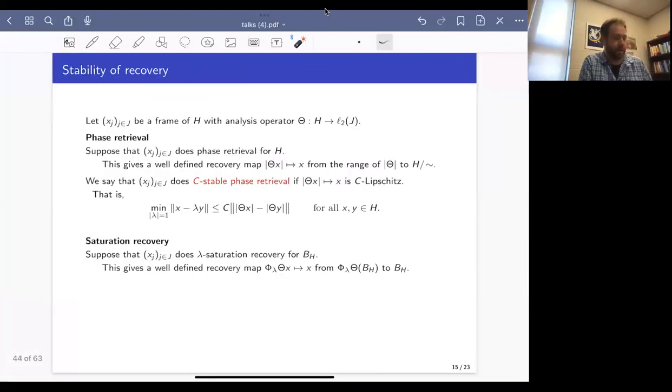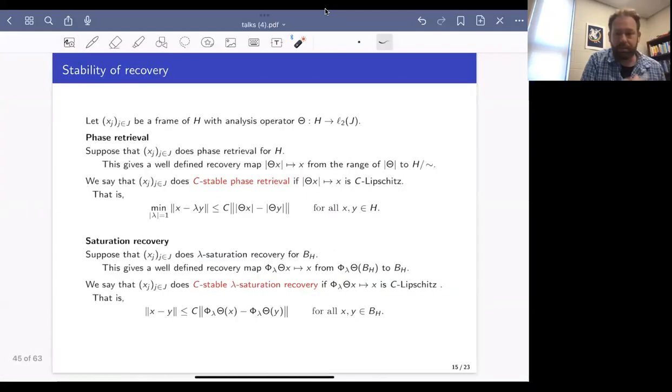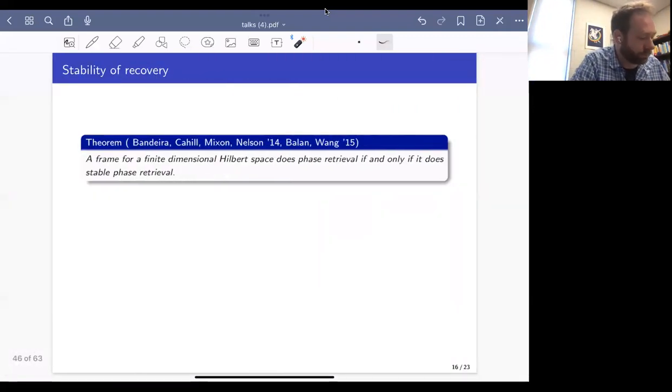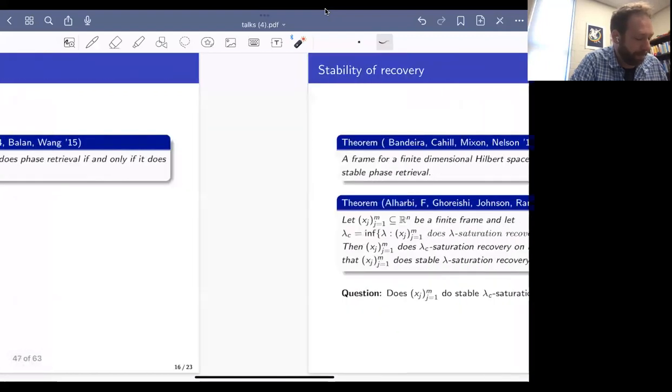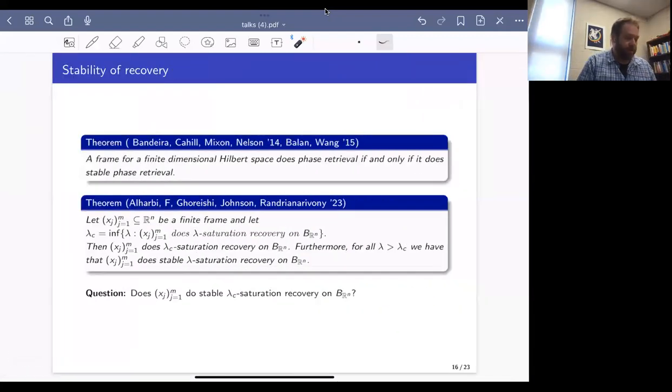Then we'll say the same thing for saturation recovery. If I have a recovery map for lambda saturation recovery, I'll say it's C-stable, meaning that the recovery map is C Lipschitz. Okay. Turns out that in finite dimensions, if you have a frame which does phase retrieval, it does stable phase retrieval for some constant C. What about for saturation recovery?